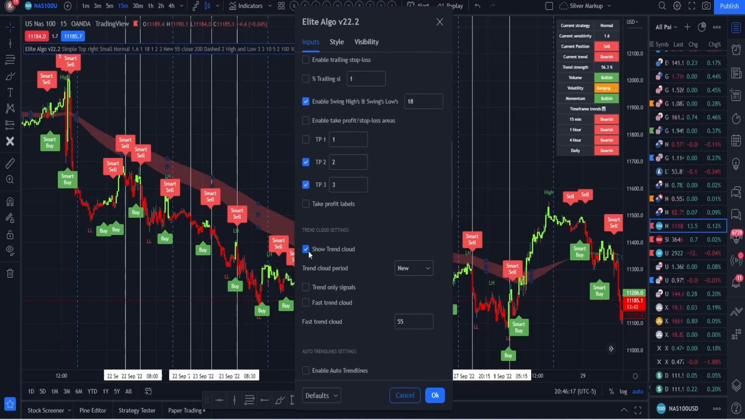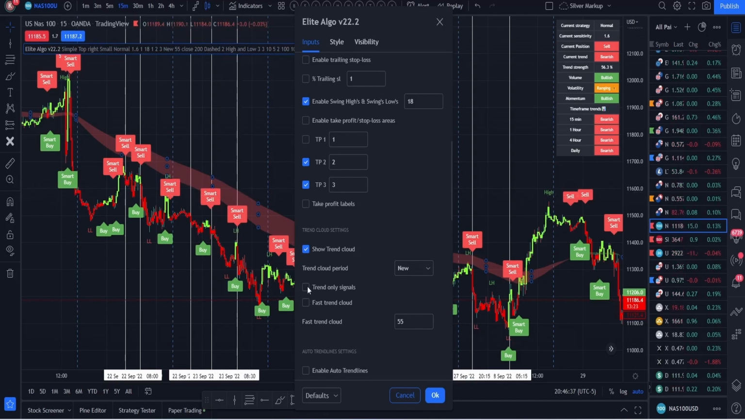So let's go to the trend cloud. Trend cloud is just going to be this part right here. It shows you, the wider the cloud, the stronger the trend, the thinner the cloud, the weaker the trend, and what color the cloud is shows what the trend is. So a red cloud is going to be for a downtrend, and an up cloud is going to be green.